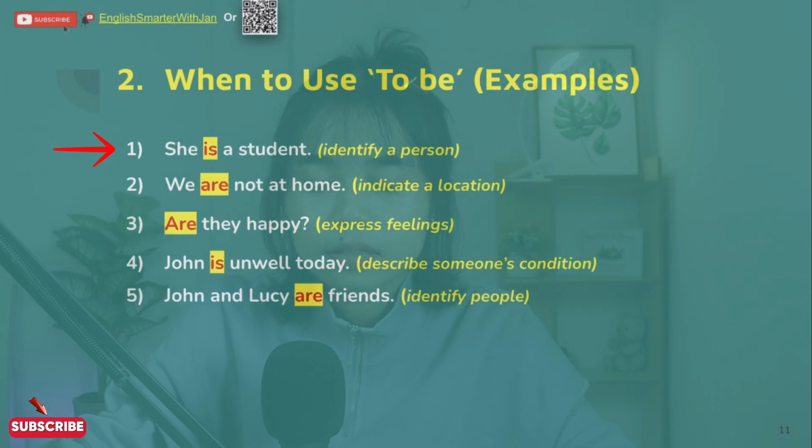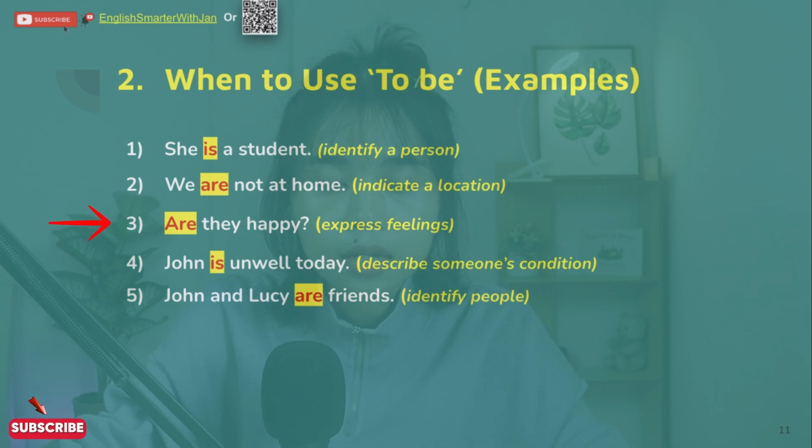She is a student. This sentence tells you or identifies a person. It tells us who she is. Okay, who is she? She is a student. Number two, we are not at home. Yes, this sentence indicates a location because it tells you where they are.